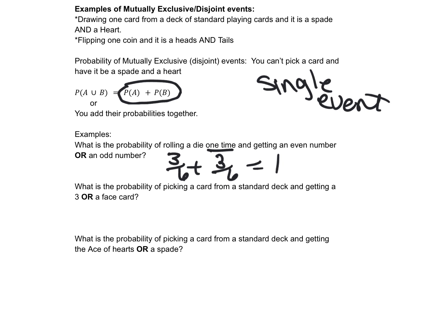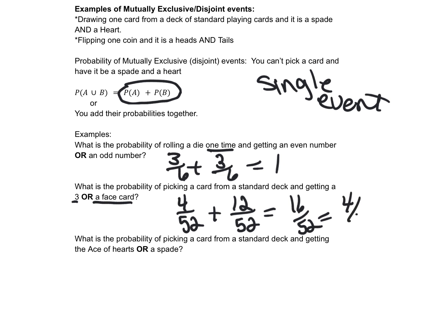Probability of picking a card from a standard deck and getting a 3 or a face card. Well, the probability of a 3, there are 4 of them out of 52. A face card, there are 12 out of 52. And we add them together to get 16 out of 52, which is going to simplify to be 4 out of 13. Again, we can just leave these as simplified fractions.